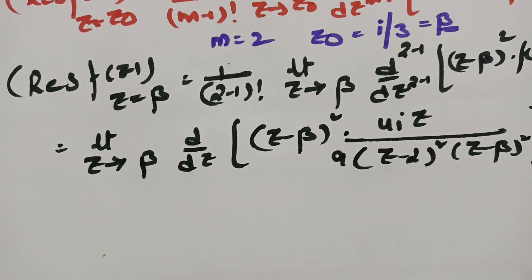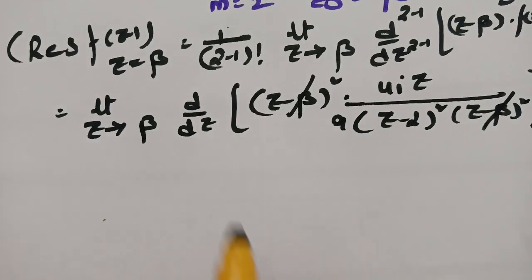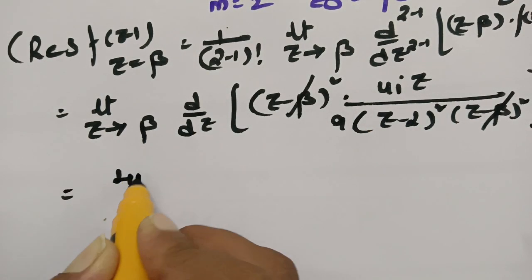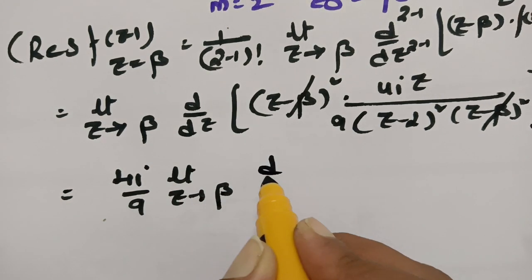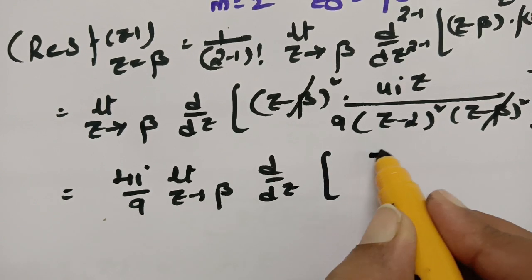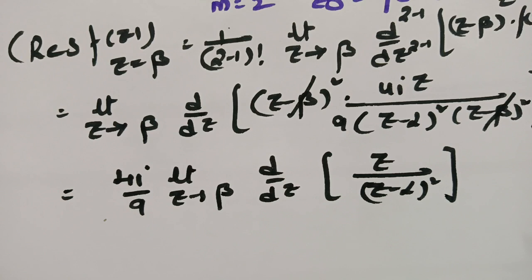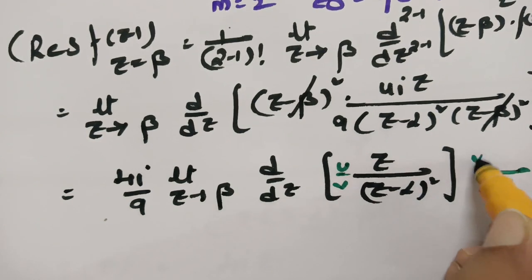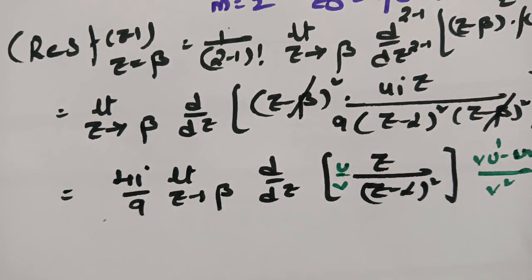Clear? After cancelling the (z minus beta) whole square, we have to take a derivative. Here 4i by 9 is a constant, so I am bringing it outside. This is the limit as z tends to beta. I have to take the derivative one time of z by (z minus alpha) whole square. For making the derivative, what is the formula here? The formula here is for u by v. So this is u by v, which gives (v u dash minus u v dash) by v square.